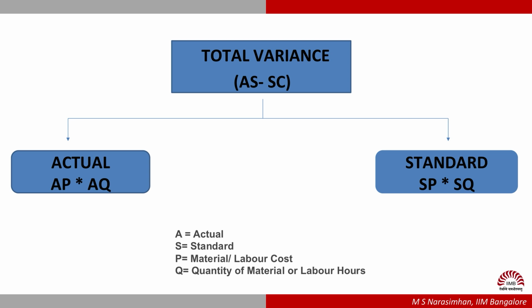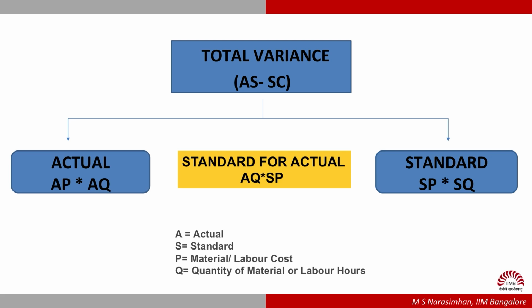In this diagram, the extreme values are clear and easy to understand. On the right side, we have a standard cost. This is equal to standard price or rate times the standard quantity. On the left extreme, we have actual cost and this is equal to actual rate and actual quantity. The middle one, we have standard for actual.